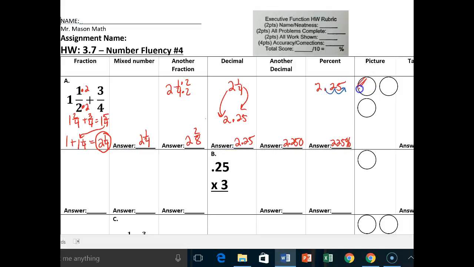To fill this in, we're going to shade in 2 full circles. And then the third circle we're going to divide up into fourths and only shade in one of them.